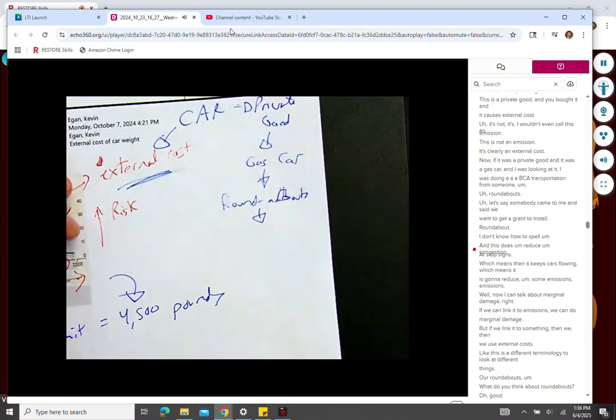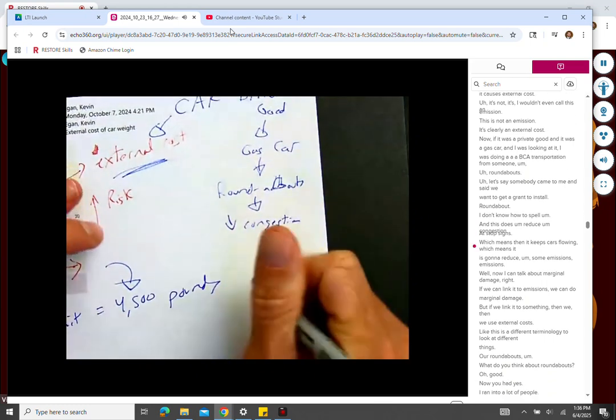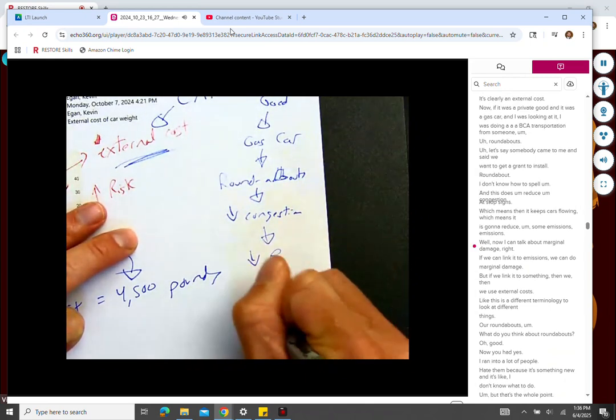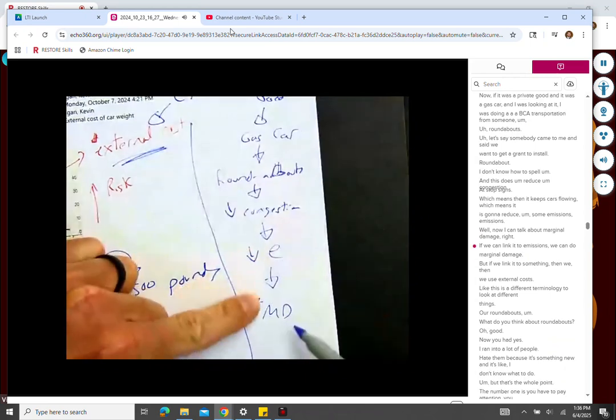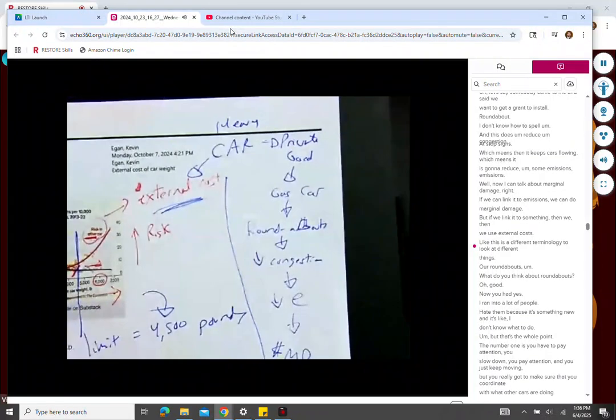And this does reduce congestion at stop signs, which means it keeps cars flowing, which means it is going to reduce some emissions. Well, now I can talk about marginal damage. If we can link it to emissions, we can do marginal damage. But if we link it to something, then we use external cost. This is just different terminology to look at different things.